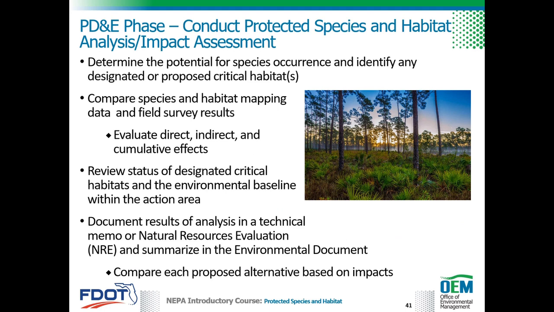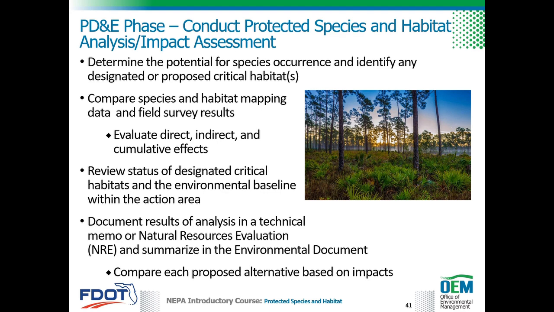Protected species and habitat analysis during the PD&E phase begins with determining the potential for species occurrence in the action area and identifying any designated or proposed critical habitats. The potential for species occurrence is derived by comparing the habitat mapping of the project site with known species ranges, habitat preferences, and the locations and proximity of known occurrences. This information is then used to evaluate the type and degree of potential impacts, if any, associated with the project.